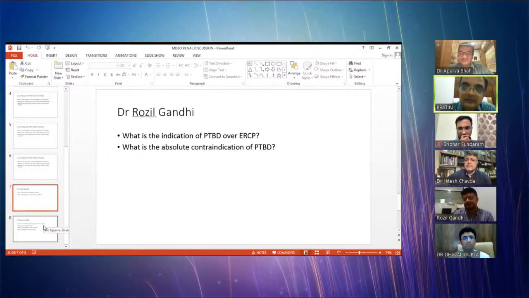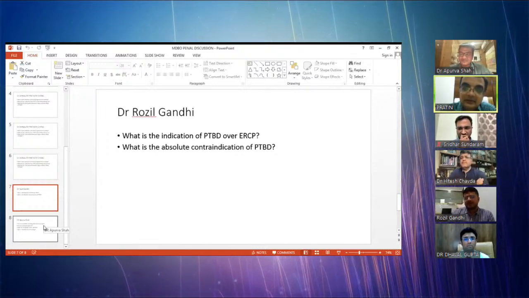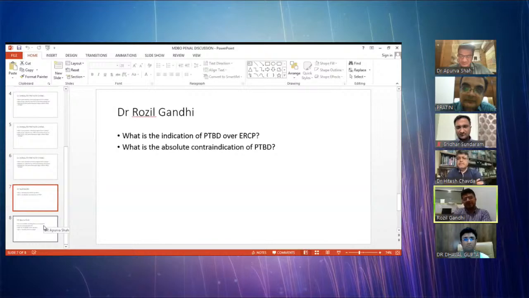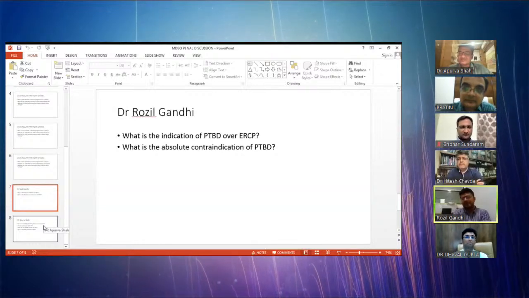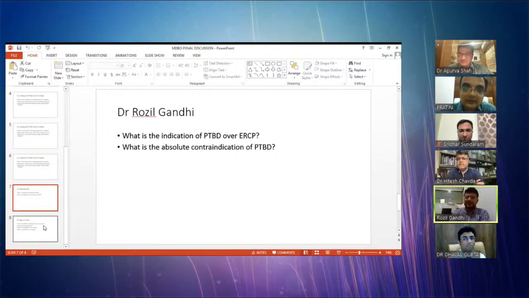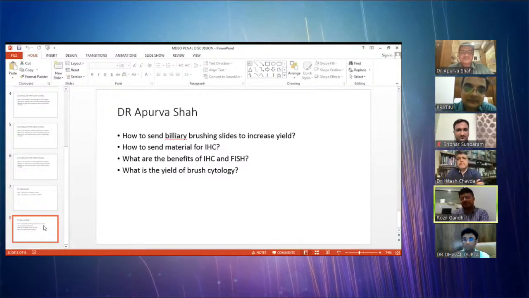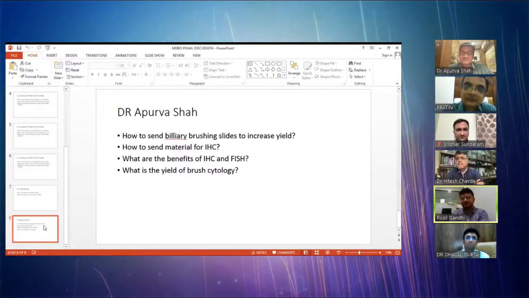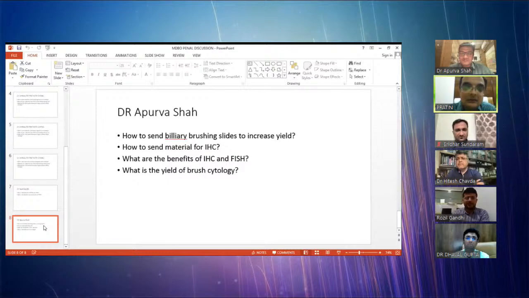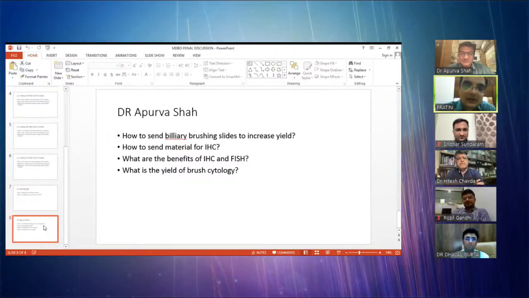And if we had a patient with liver metastasis, then? Even if there are many mets, we still can do PTBD. We can target the dilated ducts for palliation. Yes. Okay. But ascites and coagulopathy are gross contraindications. Yes. Now, I had a question to Apurva sir.